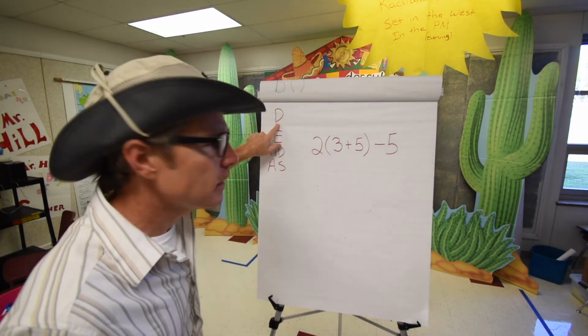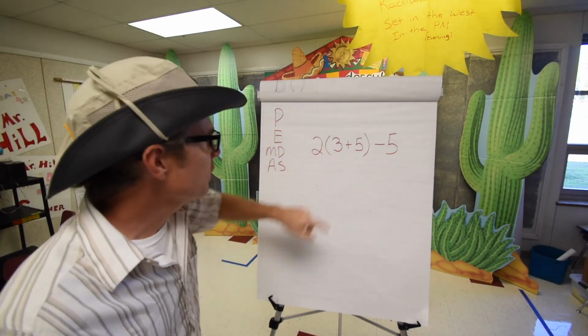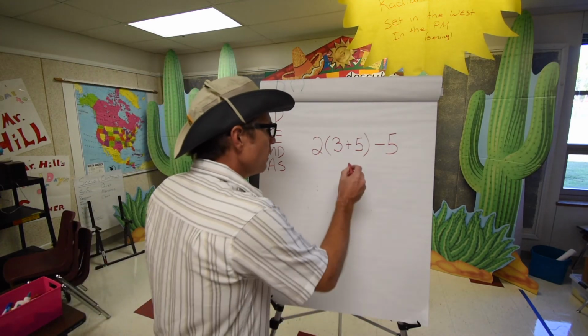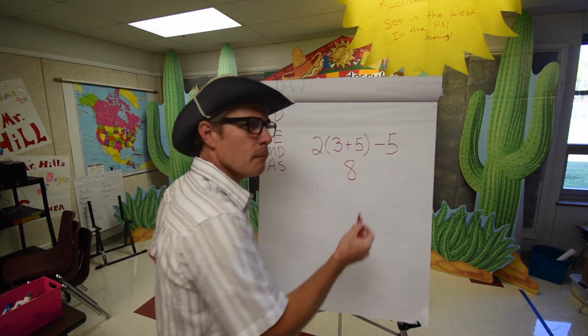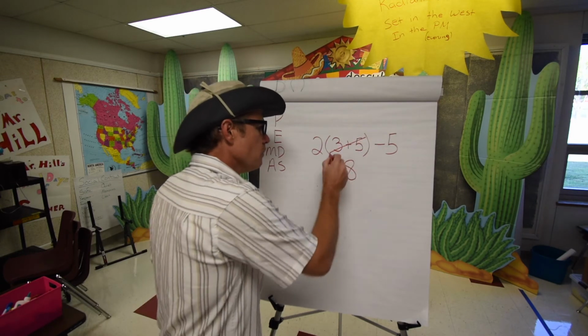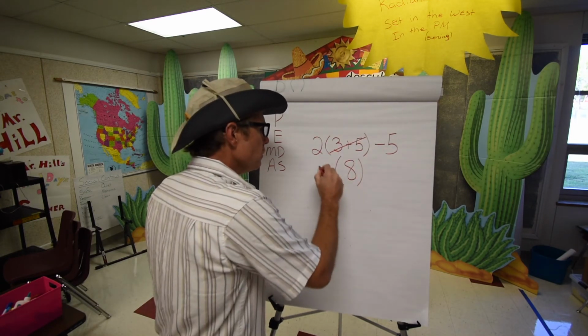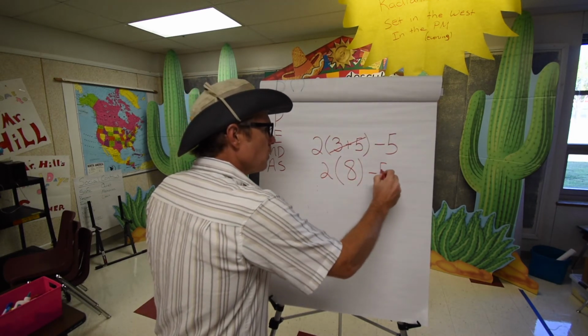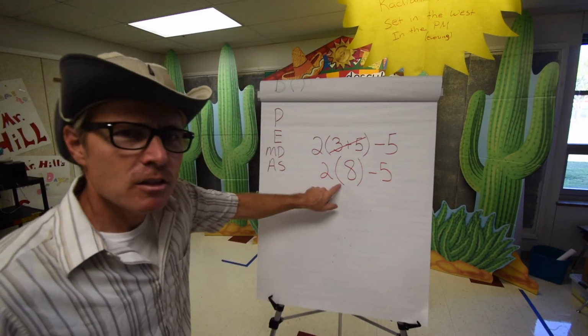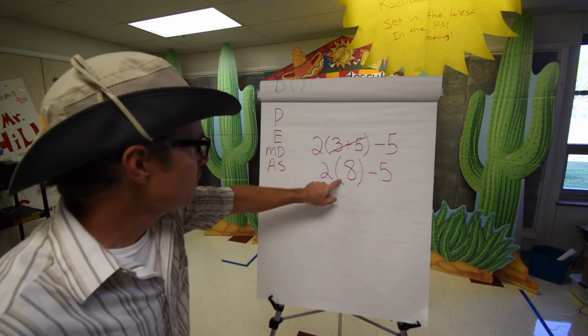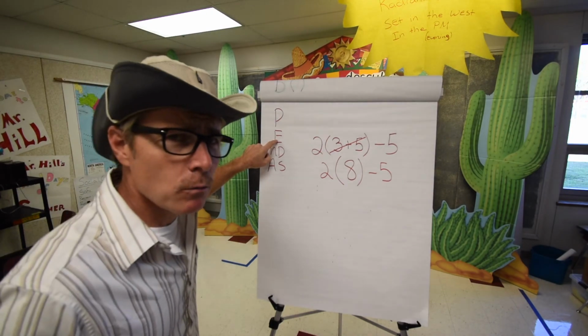Start with my P. Look at for the parentheses here. We got 3 and 5, and that's going to give us an 8. Like my daddy said, mark through when you're done, PEMDAS. Now we got this parentheses, but nothing left inside except for a single number. So let's bring it on down to the E.